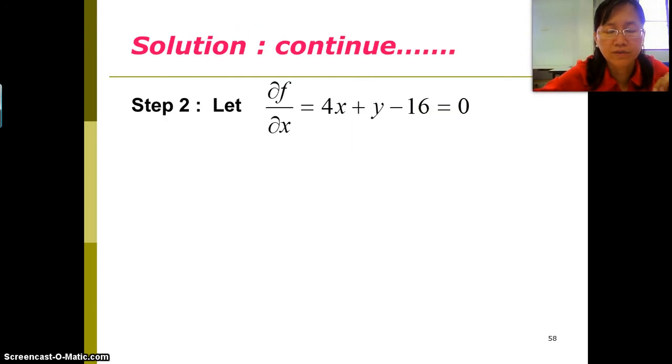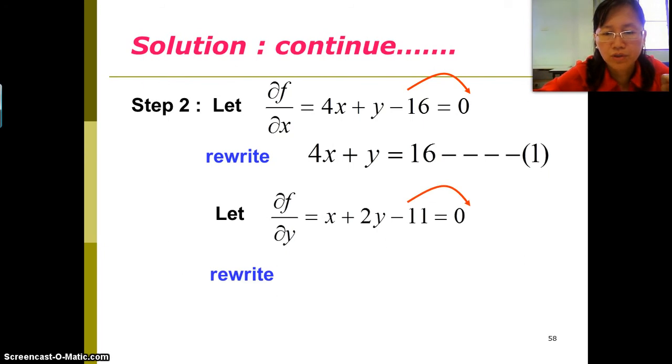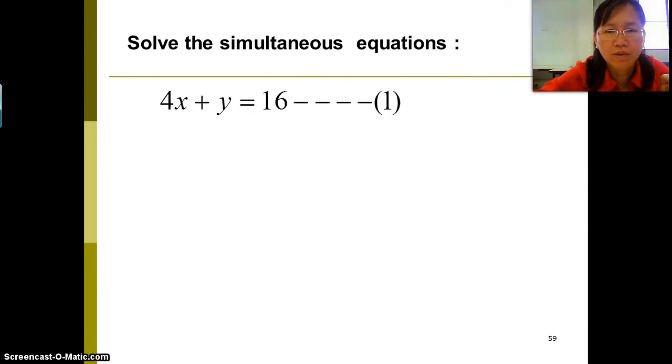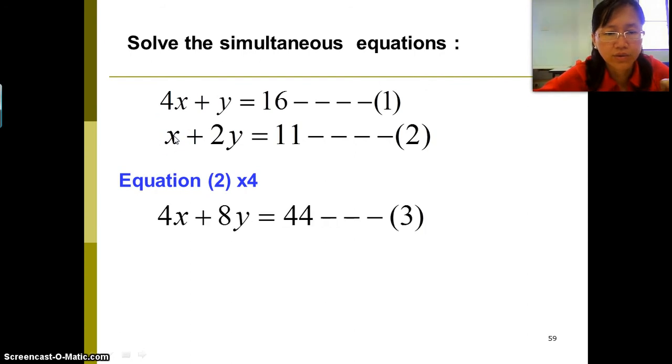Okay, step 2, we let the first order partial derivative equal to 0, and we try to rewrite, we get equation 1. And we let also the first order del f over del y equal to 0. We try to rewrite, we get the second equation. So we have to solve simultaneous equation 1 and equation 2. So I multiply equation 2 by 4 because I would like to eliminate variable x. So we have 4x plus 8y equals to 44. We get equation 3.